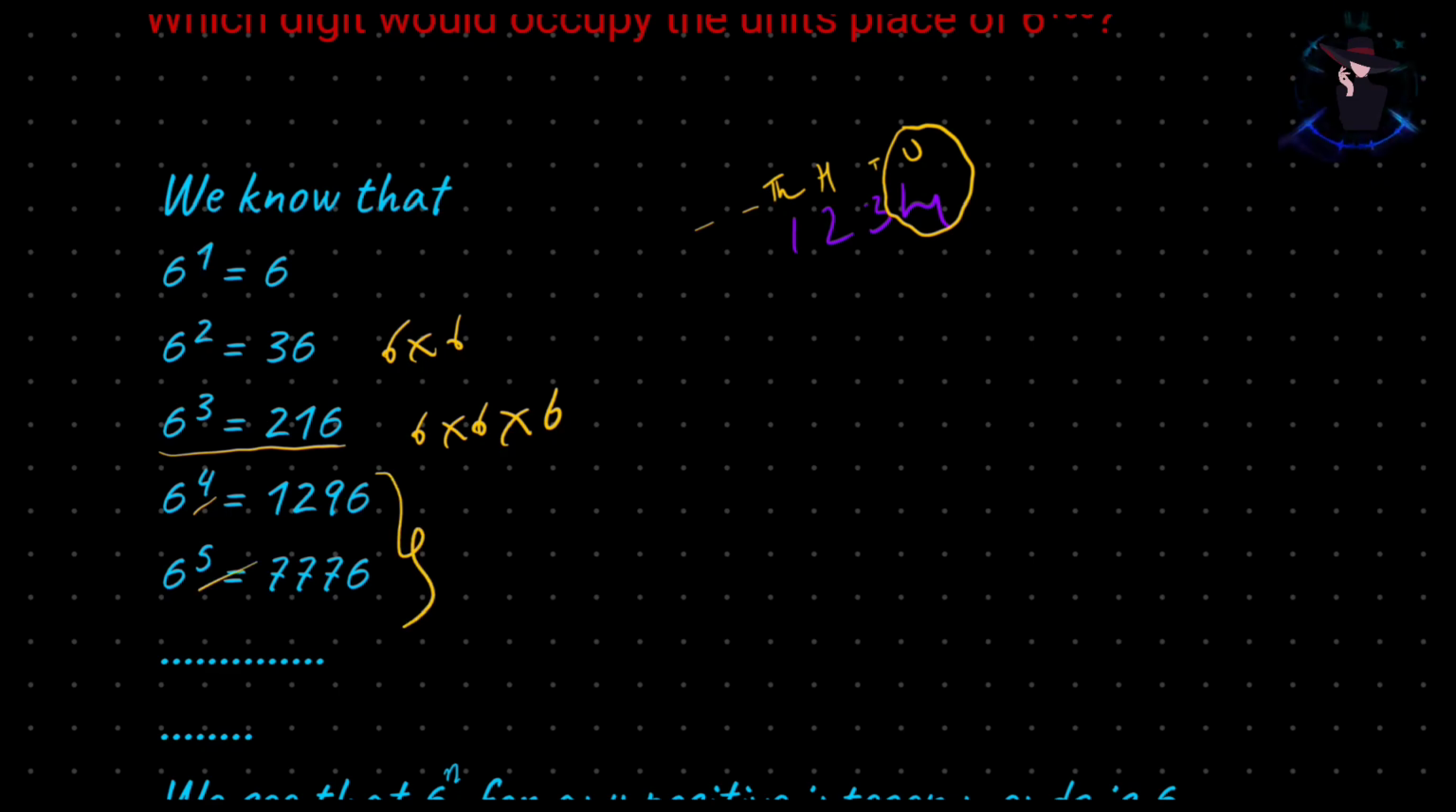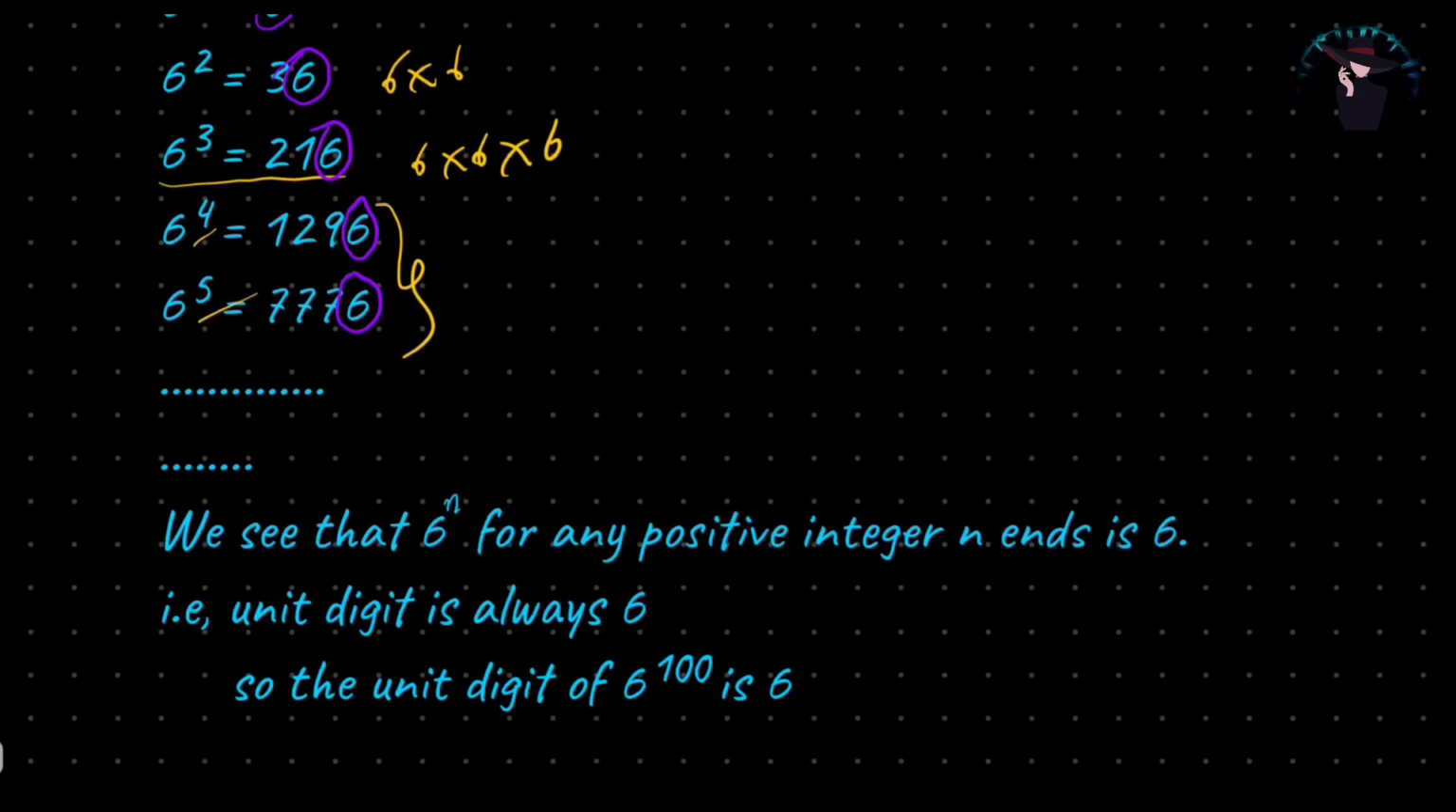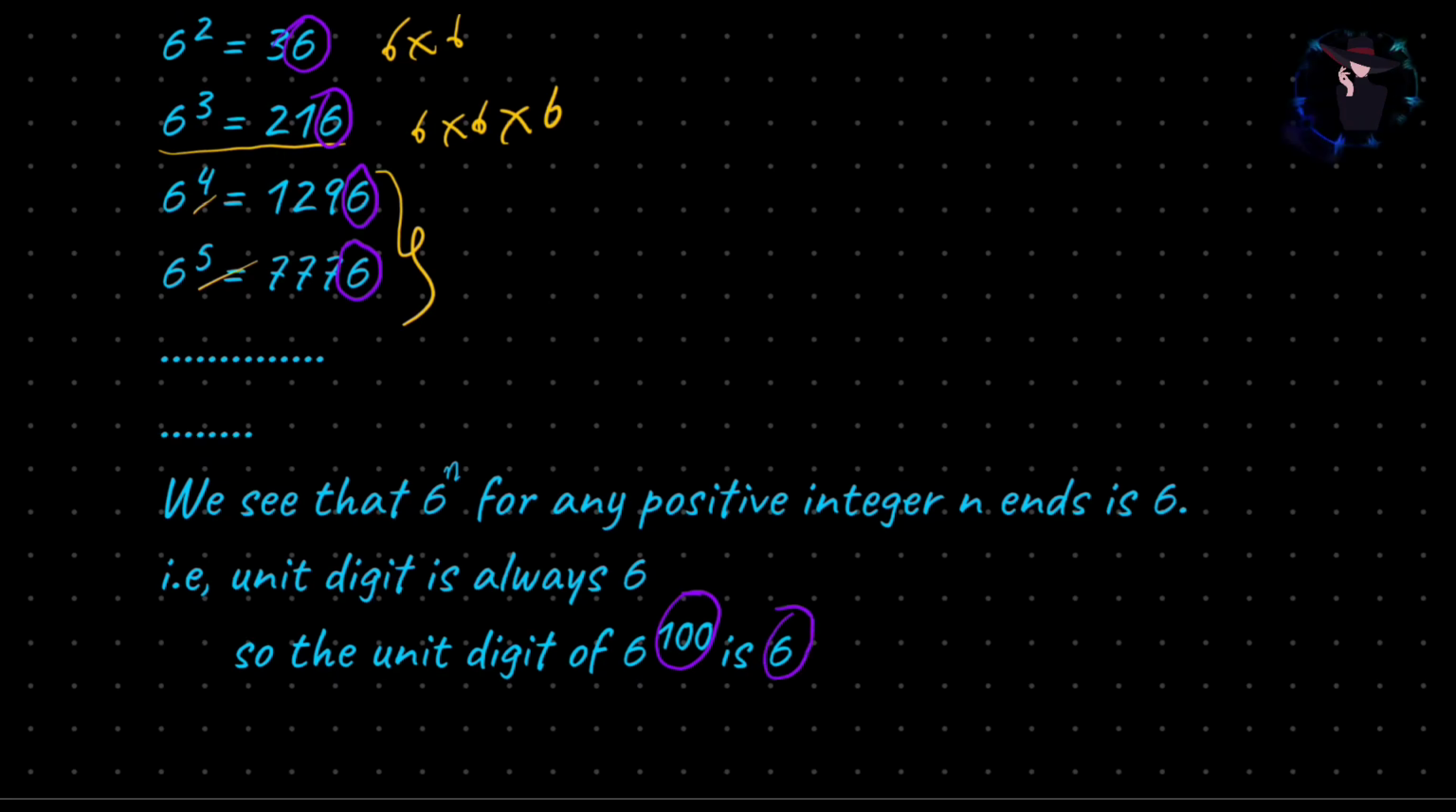So notice one thing. At the end of these numbers, what are we getting? 6 at the unit place, 6 at the unit place, 6 at the unit place. In all of these numbers, we are getting 6 at the far right, which is the unit place. So when we are getting 6 at the unit place, then the power of 100 will also have 6 at the unit place. It is proved. We see that 6 power n for any positive integer ends with 6. n can be any number from 1 till infinity. The unit digit is always 6. So 6 power 100 will also end with 6.